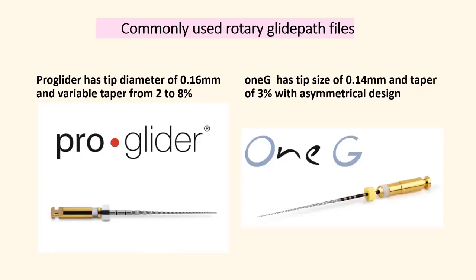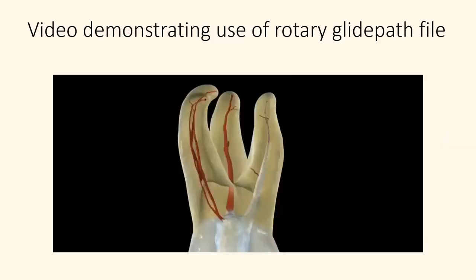These are the commonly used rotary glide path files: ProGlider and 1G. ProGlider has a tip diameter of 0.16 mm and a variable taper from 2 to 8%, while 1G has a tip diameter of 0.14 mm and a taper of 3% with an asymmetrical design. This is a small video demonstrating the use of a rotary glide path file.